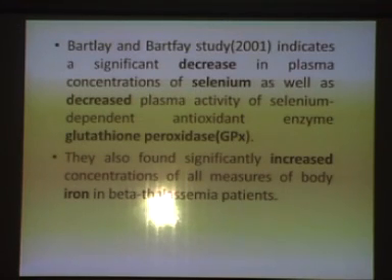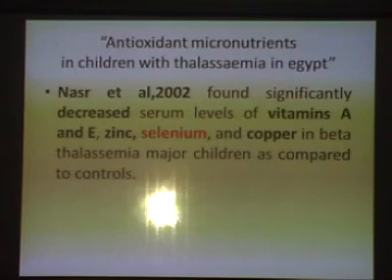A 2001 study showed decrease in selenium and decreased plasma activity of the selenium-dependent antioxidant glutathione peroxidase, with increase in iron with decrease in selenium. Another Egyptian study showed decrease in vitamins A, E, and zinc, selenium, and copper in patients with beta thalassemia.